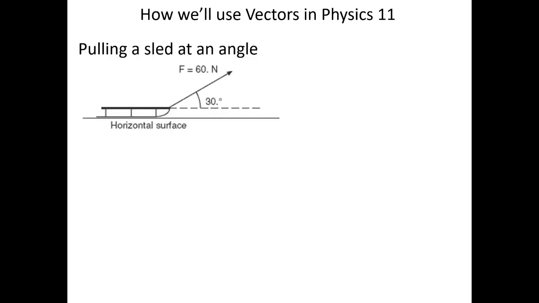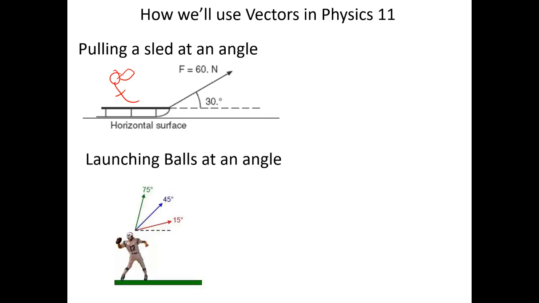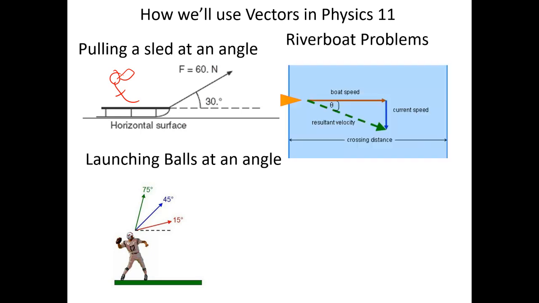Just to show you those, because when we add vectors, we do it in a couple of different ways, which we'll get to in a minute. Okay, different ways that we will use vectors in Physics 11. We'll talk about pulling a sled. We're a kid on a sled at an angle. We'll talk about launching projectiles at an angle and how we'll break those vectors into their different parts.